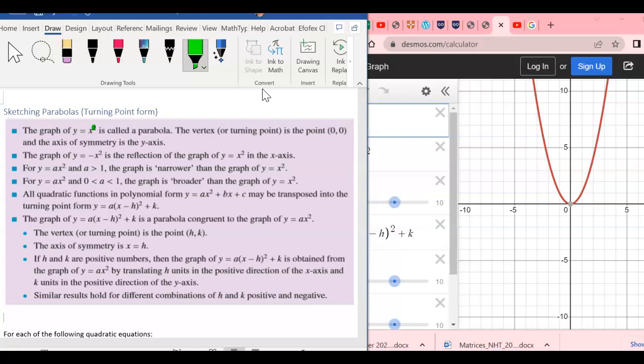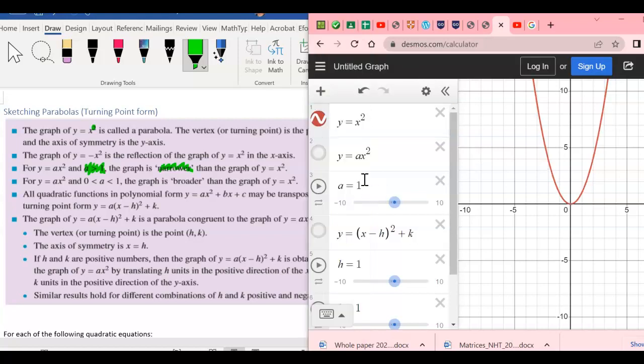Now you can see here when a is greater than 1, it becomes narrower. So let's have a look over here on Desmos. All right, so I've set up just the blue graph here. I'm going to keep the red one. It's just hidden at the moment behind the blue one, and see what happens when I increase the value of a. So see how it gets narrower. All right, it's going to get closer and closer to that y-axis the higher your value of a gets. Okay, so that's what it means by narrower.